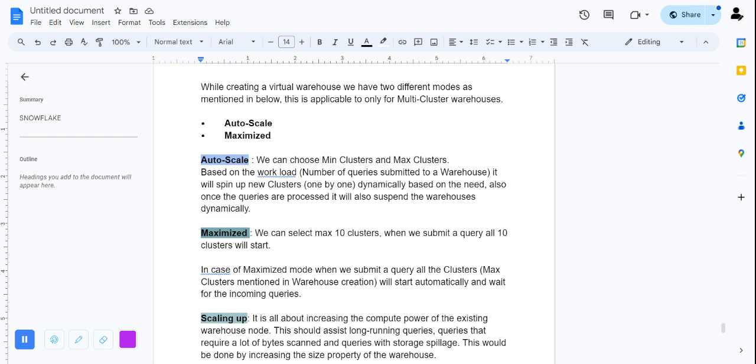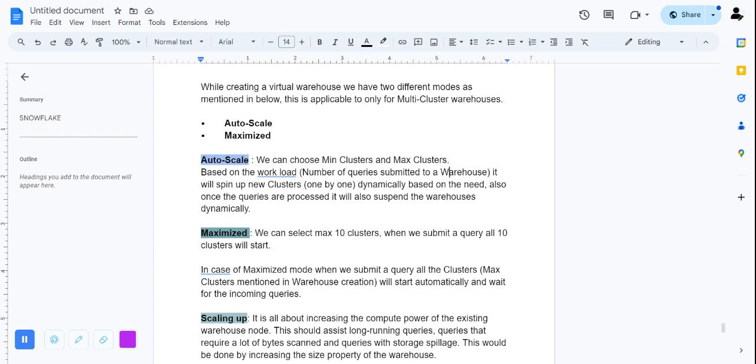Maximized. We can select a maximum of 10 clusters in maximized mode. When we submit a query, all 10 clusters will work. So in maximized mode, when we submit a query, all clusters will work and wait for incoming queries. So this is called maximized mode.